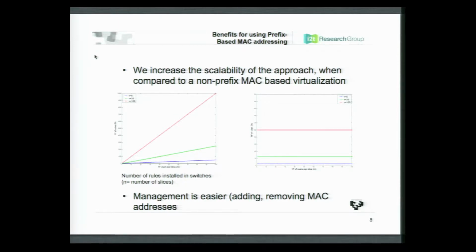If you take a look at that, you can see that the number of rules increases with the traditional Ethernet or VLAN Ethernet scaling, but with our approach, the number of users per slice doesn't increase the number of rules in the flow table.